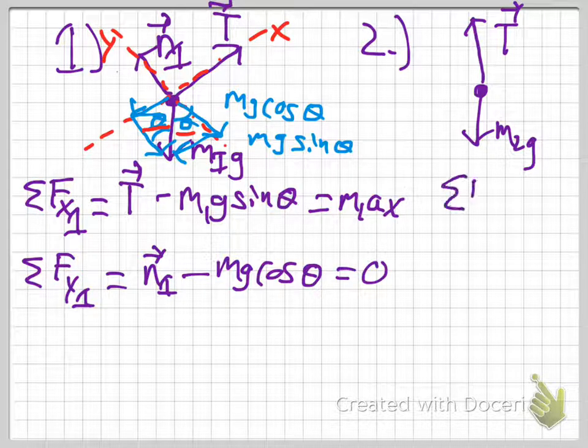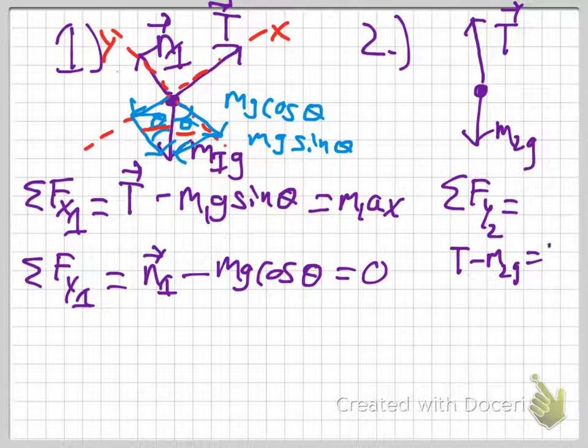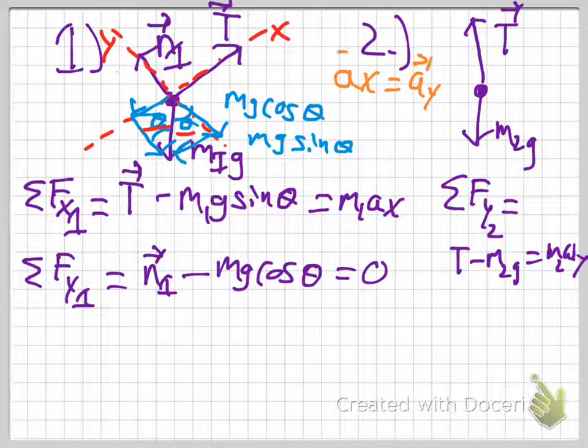For this one, luckily we only have one free body diagram to do. And this is just T minus m2g, and that's equal to m2 times ay. Now even though the accelerations are in different directions, one in x and one in y, ax in this case will equal ay. It's the same because they are connected to each other by a rope.